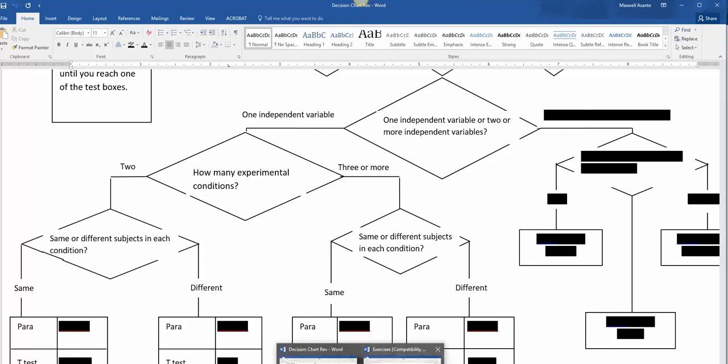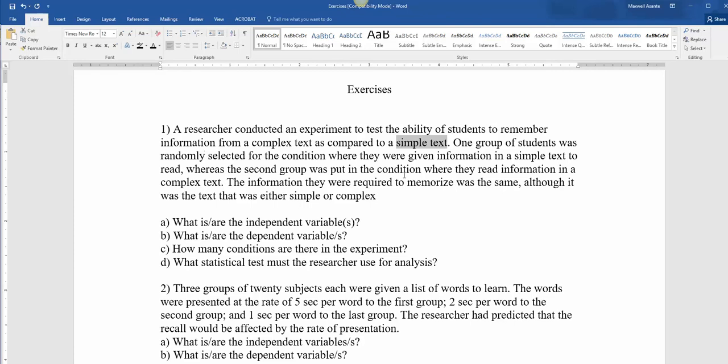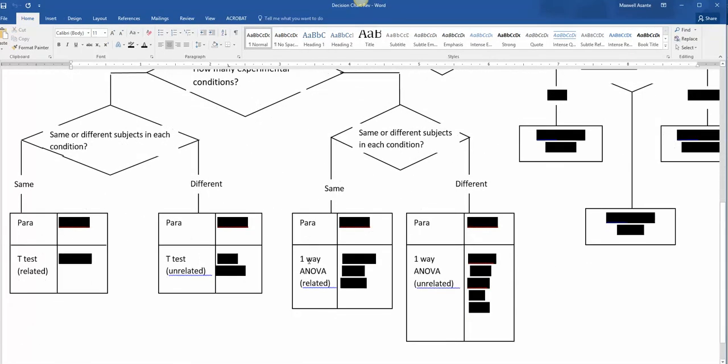If we go back to the question, we can see that the answer is one group of students was randomly selected for the condition where they were given information in a simple text to read. So one group was given a simple text to read. The second group was given the complex text to read. So there are two different groups in this experiment. You are either in the simple text group or in the complex text group. So two separate groups of individuals are being exposed to the information here.